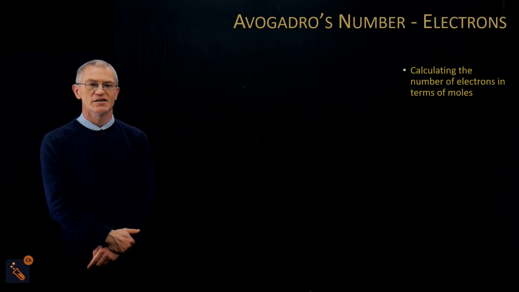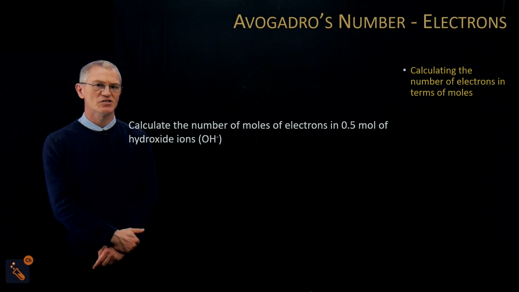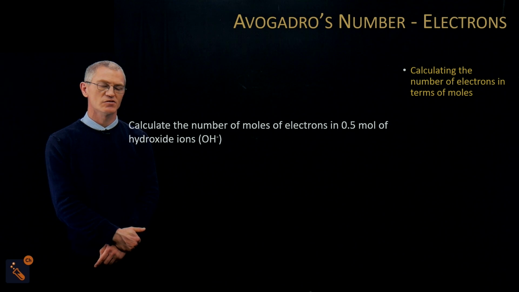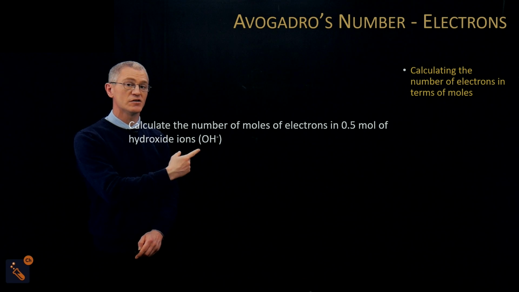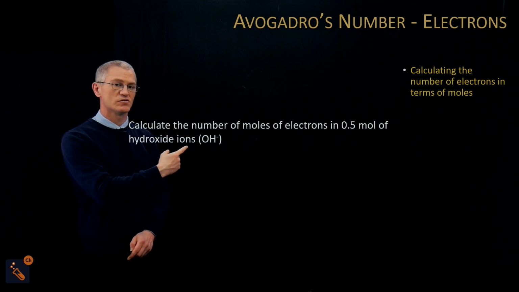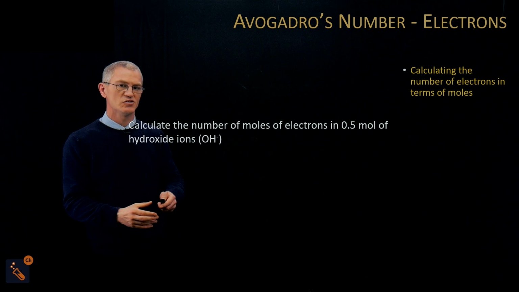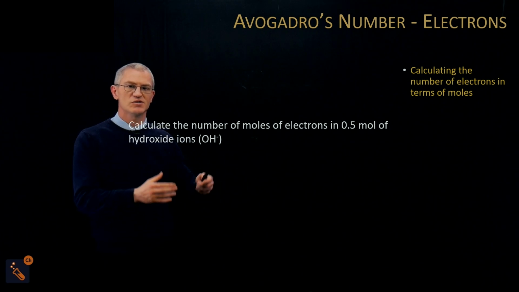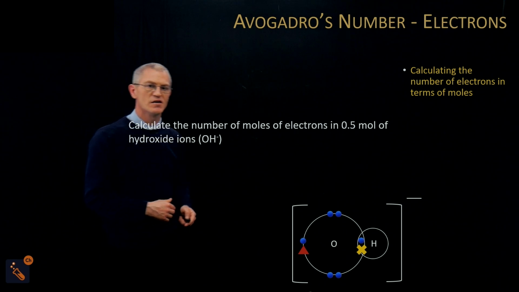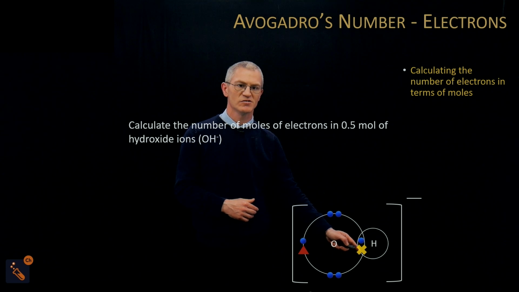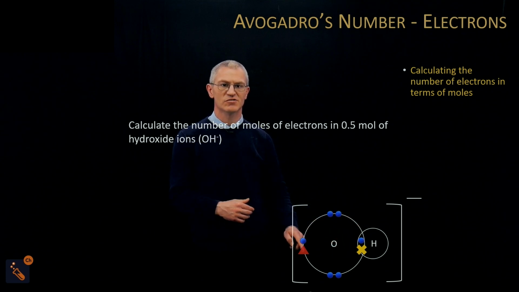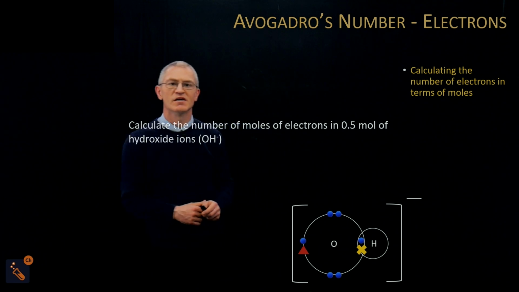So if you think about it, we can do it in terms of this following question: the number of moles of electrons in 0.5 moles of hydroxide ions. One hydroxide ion will have a certain number of electrons, and for every one hydroxide ion, you will get an exact number of electrons. So we need to determine what that number of electrons is. If we draw hydroxide, a lovely diagram with our hydrogen electron, oxygen electrons, and then the extra electron to create the minus, we think there's 8.